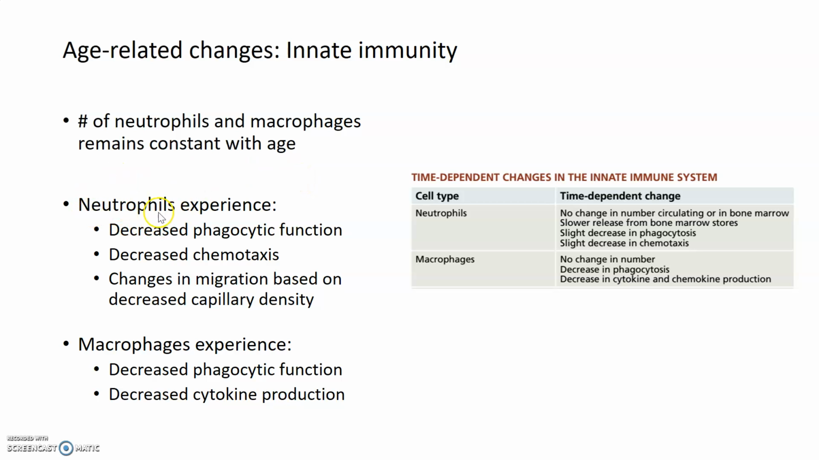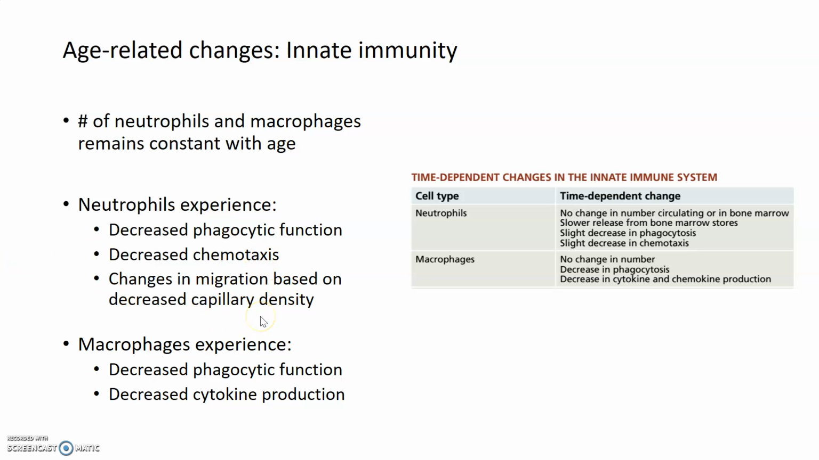So neutrophils, which are the sort of circulating phagocytic cell that circulates within the bloodstream, experience a decrease in their ability to phagocytose and break down potential invaders. They lose their ability to find the site of infection and move towards it via chemotaxis, so their chemotaxis decreases. And they experience some changes in migration based on a decreased capillary density, right?